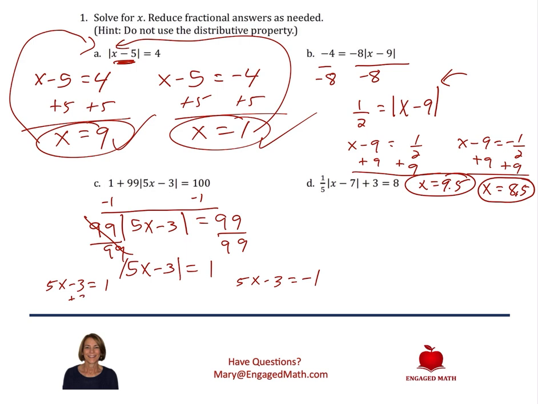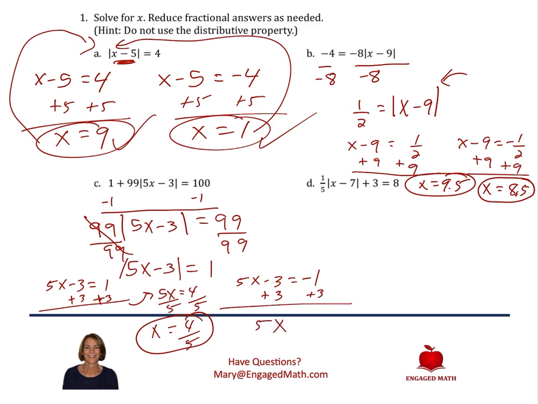Once again, we're going to get two answers with our two equations. We're going to add 3 to both sides. And we're going to get simply over here 5x equals 4. I'm just going to write it right here. So 5x equals 4. And we divide both sides by 5, and x equals 4/5. That's one of our two answers, 4/5. Here we're going to add 3 to both sides. We're going to get 5x equals 2. Divide both sides by 5, and x is equal to 2/5. So our two answers for C are 4/5 and 2/5.